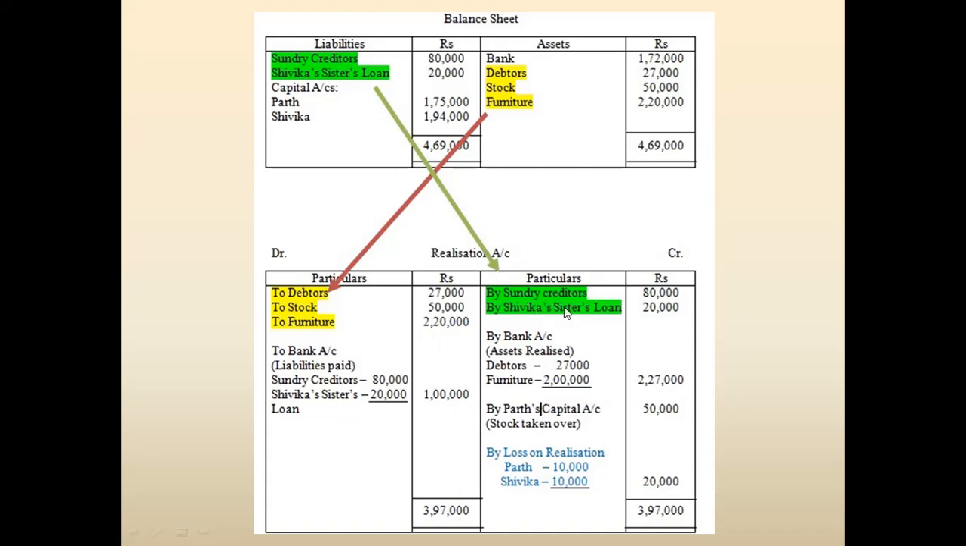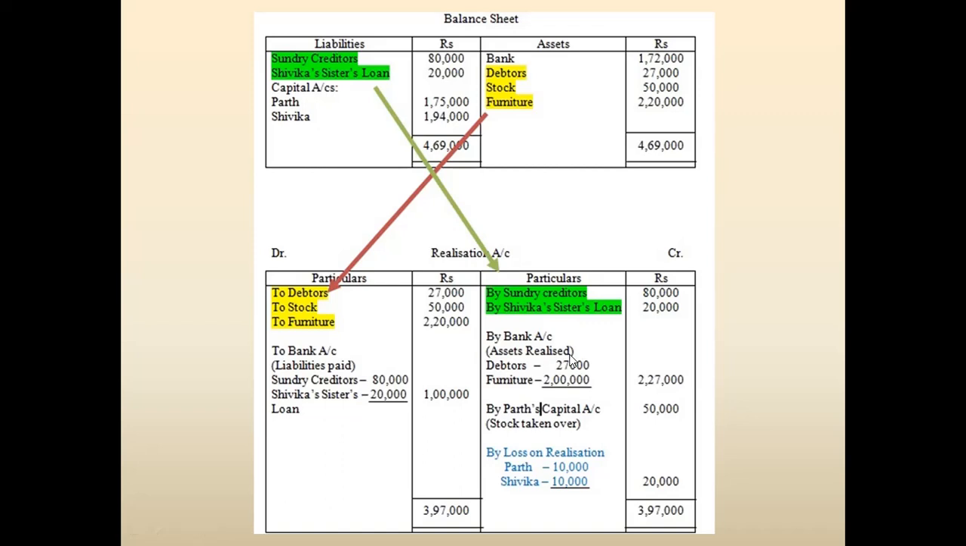Now all these assets which you have extracted from the balance sheet will be realized. Whenever you talk about assets realized, it actually means assets sold, and whatever the sale proceeds are there.